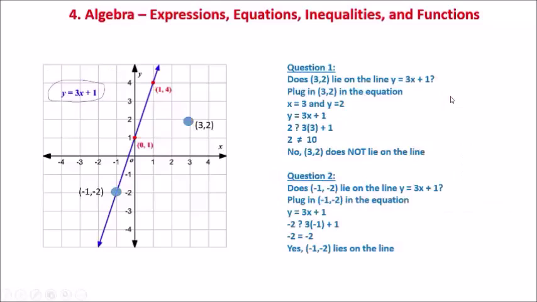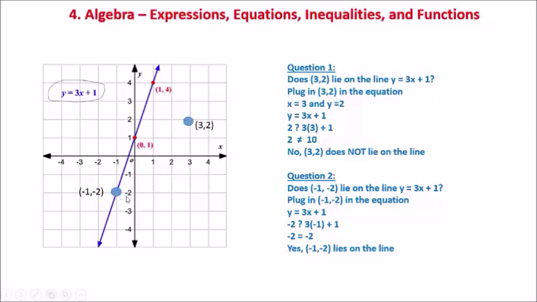So now let's look at another example. The same line, I've got y equals 3x plus 1, the same line. So now I've got 2 questions. The question is, does the point 3, 2, ordered pair 3, 2, lie on the line? Yes or no? I want that answer.